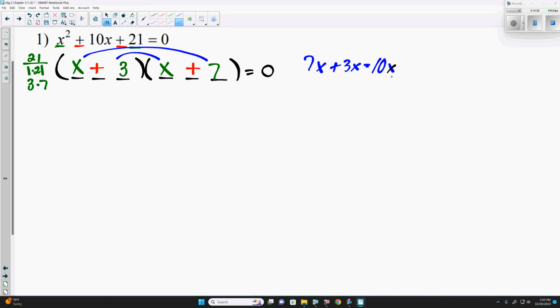Now, we could do the x times x, which would get us x squared. We could do the 3 times 7, which would give us 21. But the main ones we're focused on are those there. Now, because we do have two things multiplied together to equal 0, one of them must be 0.